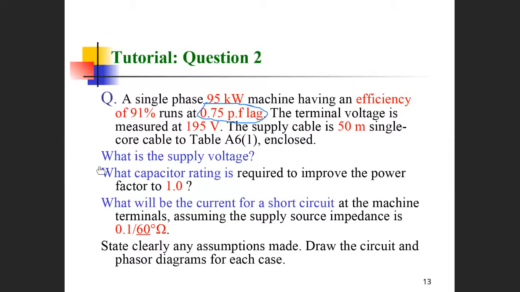It also asks what capacitor rating is required to improve the power factor, and what the current will be for a short circuit at the machine terminals, assuming the source impedance is 0.1 ohms with impedance angle 60 degrees. State clearly any assumptions made, and draw the circuit and a phasor diagram for each case. Today we just look at the first one: what is the supply voltage required?